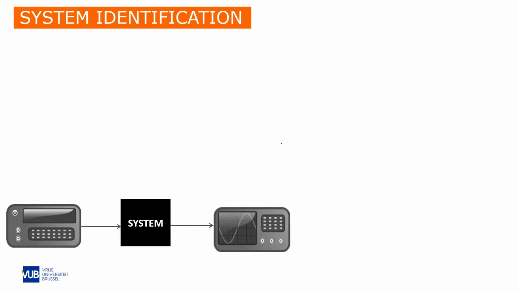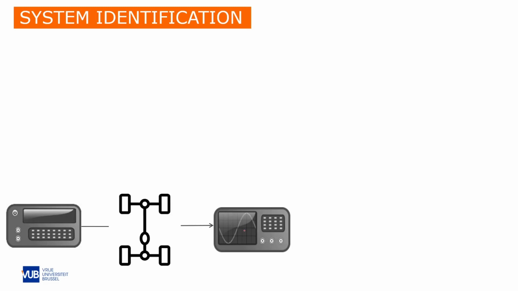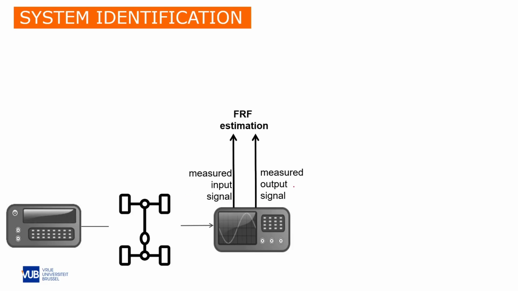So let's get started. We work in the field of system identification, which means that we have an unknown system represented by this black box, and we want to identify this system using input and output measurements. In this case, there will be a spatial drive wheel that we will be identifying, and this we will do using the input and output measurement information to build frequency response function estimations.